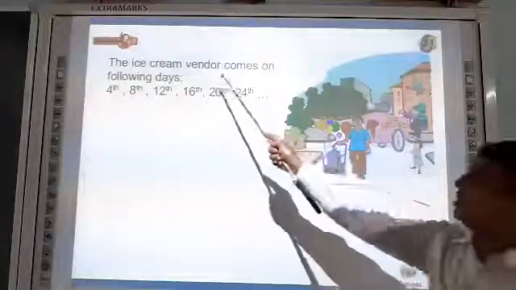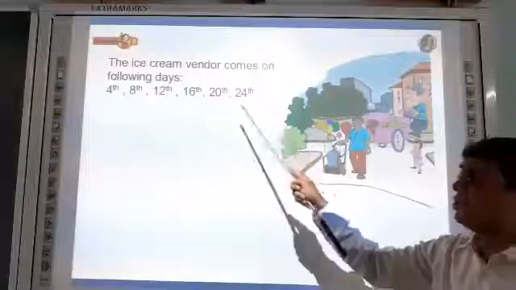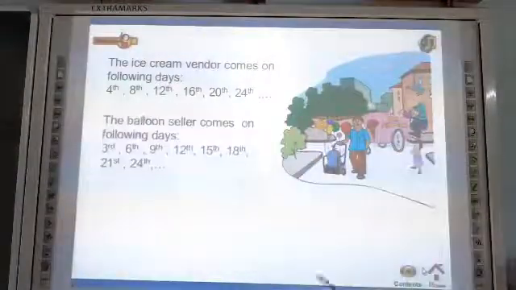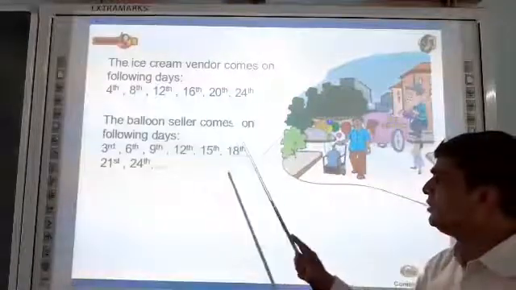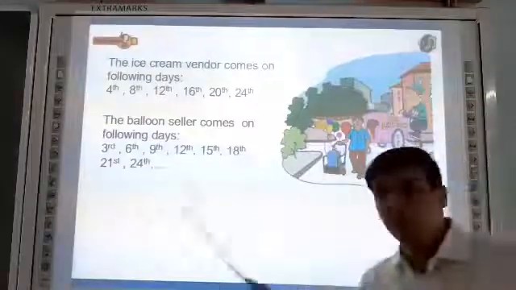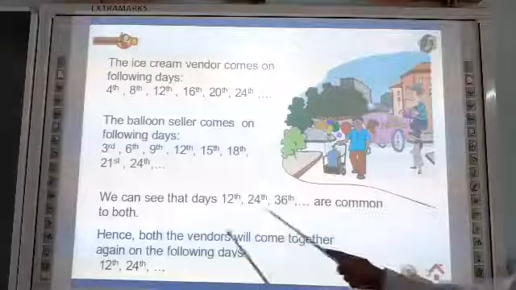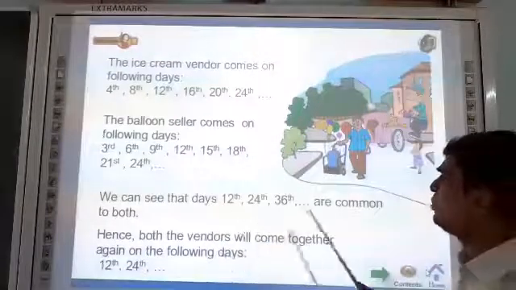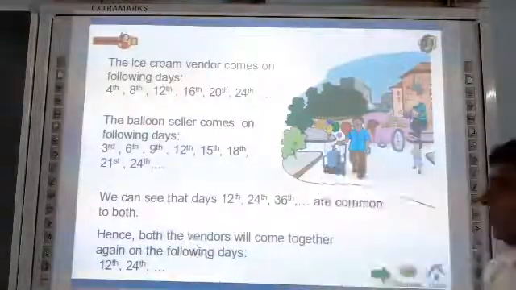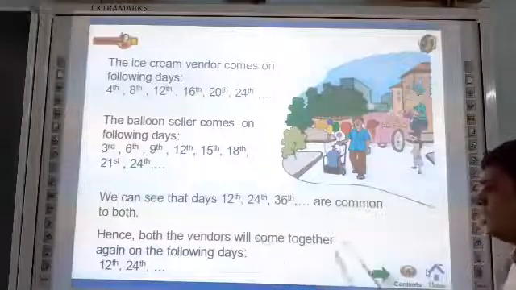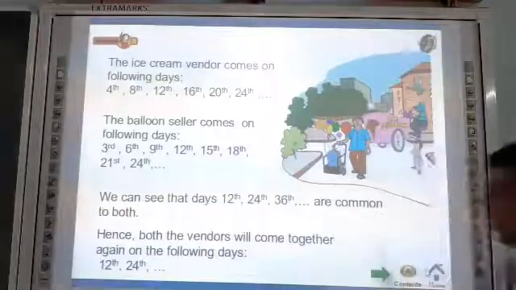The ice cream vendor comes on the following days: 4, 8, 12, 16, 20 and 24. The balloon seller comes on the following days: 3rd, 6th, 9th, 12, 15, 18, 21 and 24. Okay. We can see that days 12, 24, 36 are common to both. Hence both the vendors will come together again on the following days: 12, 24 and so on.